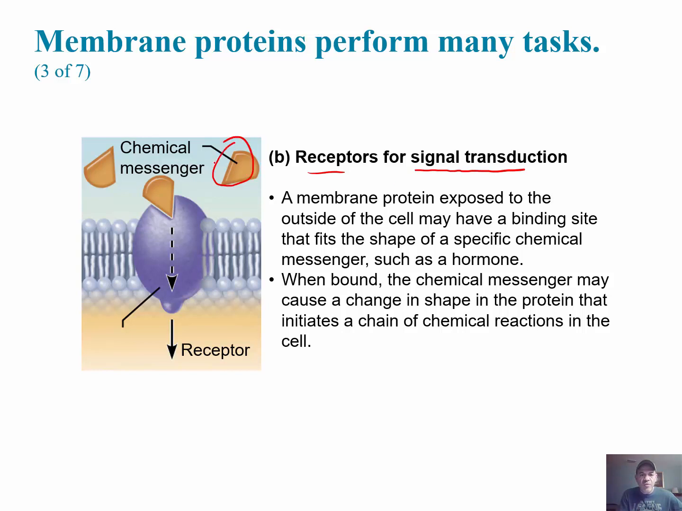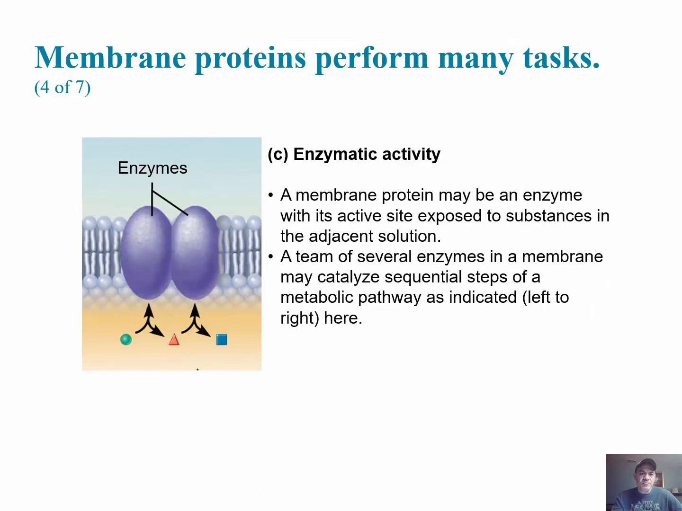So here might be a hormone molecule, and here you have a receptor that has a very specific shape for that chemical messenger molecule. When it binds there, it will change the shape of the protein, and that shape change will cause a series of other changes to occur within the cell. So there the signal would have been transduced, and that basically changes the metabolic activity of the cell.